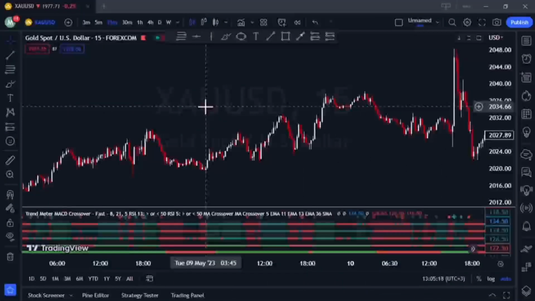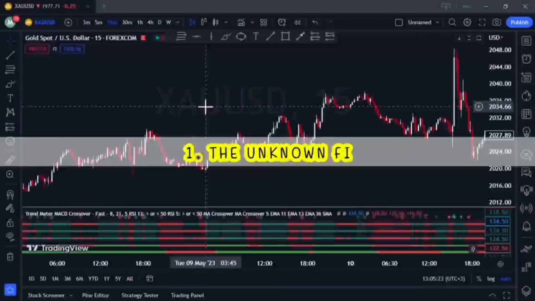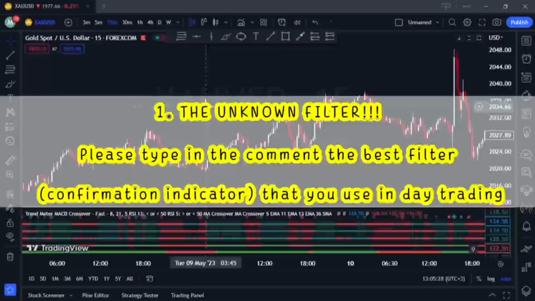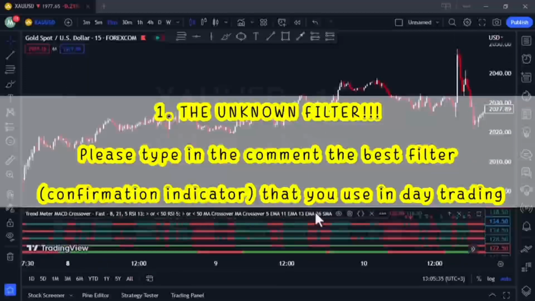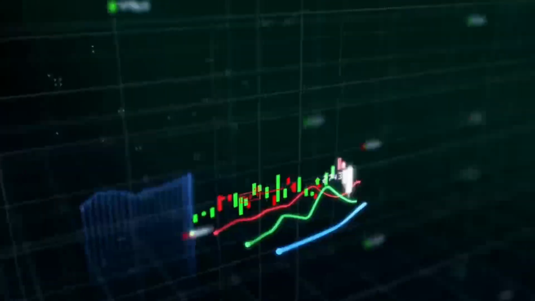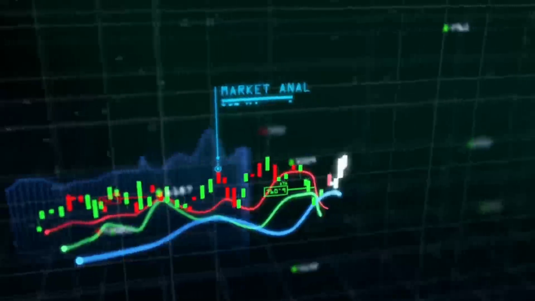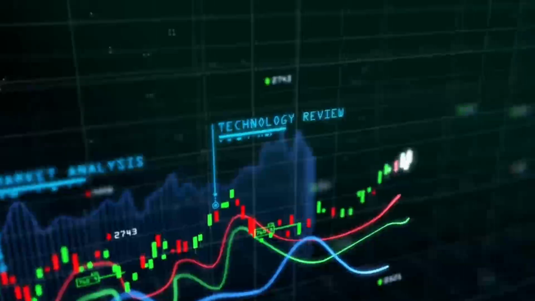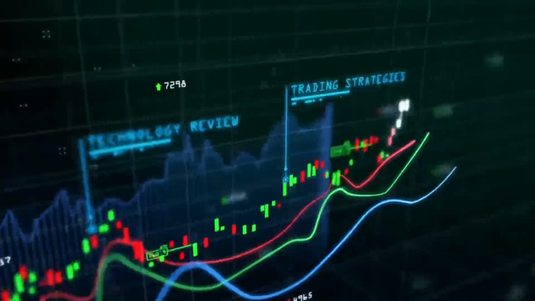And the last strategy which I want to tell you, it's not me who tells you, so I called it the unknown filter, and it's up to you. So I need you to please type down in the comments the best filter, let's say confirmation indicator, that you use in your day trading. Share it with me, share it with the other people, and tell us what is your best trading strategy. Let's share with our small community on YouTube and make this family bigger by sharing the knowledge that we have.